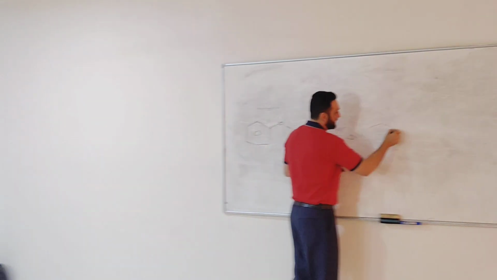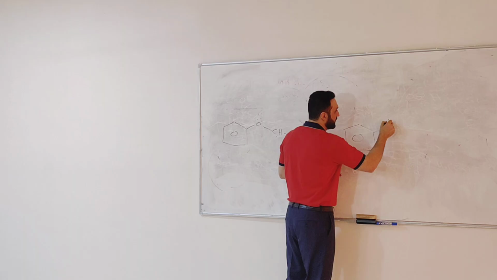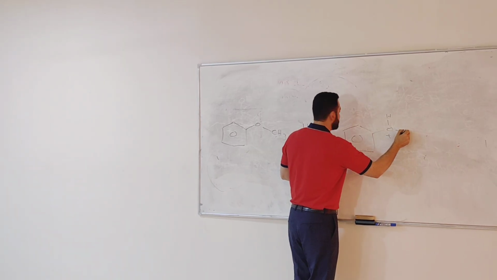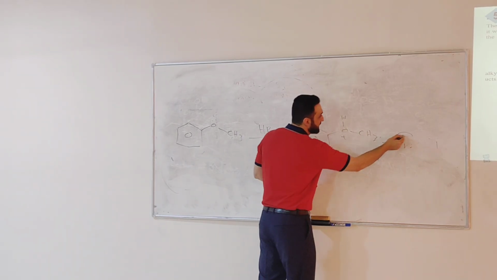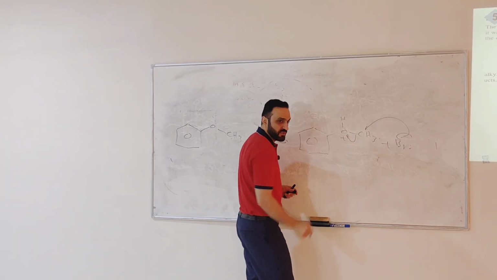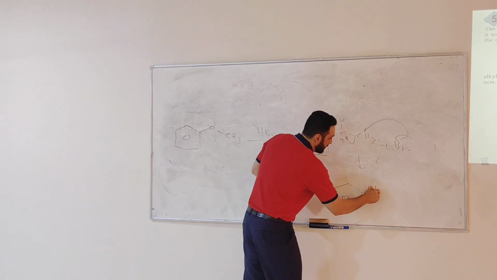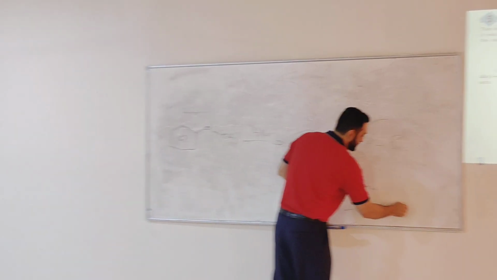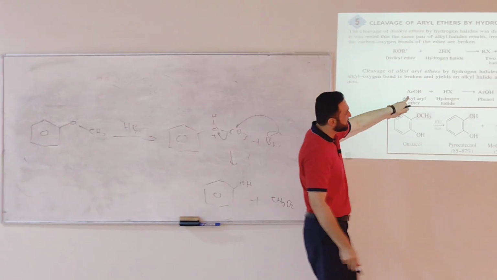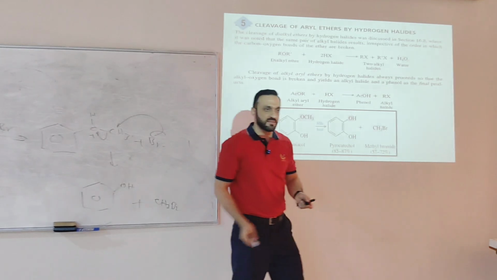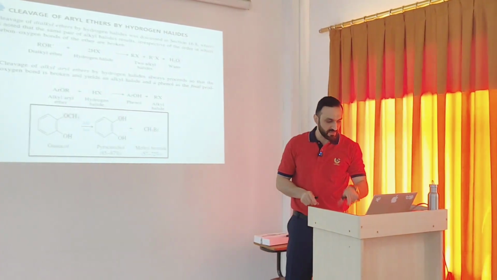Quickly: the oxygen lone pair takes a proton and gives you this, with CH3 attached. In the second step, Br minus attacks this CH3, and it gives you the phenol compound, OH, plus CH3Br, an alkyl halide. If you use this, it gives you alkyl halide and phenol. This is the mechanism, but it is not required.